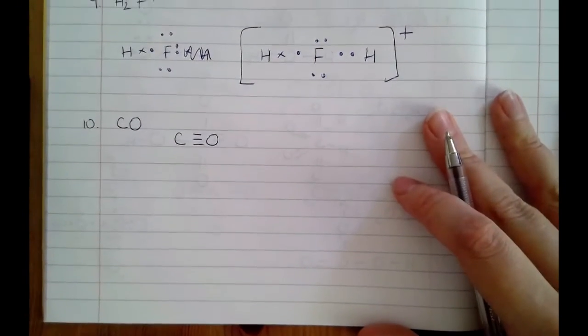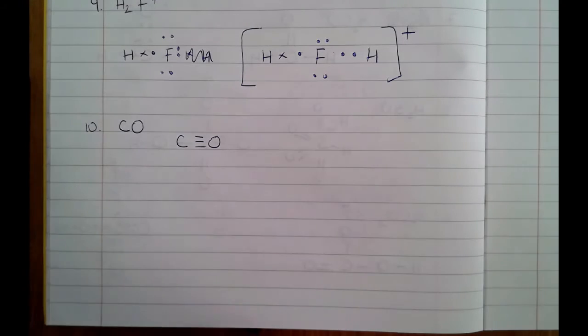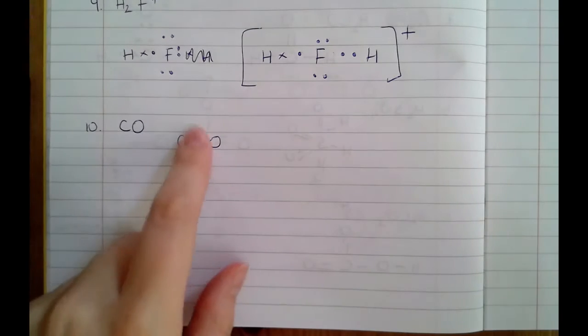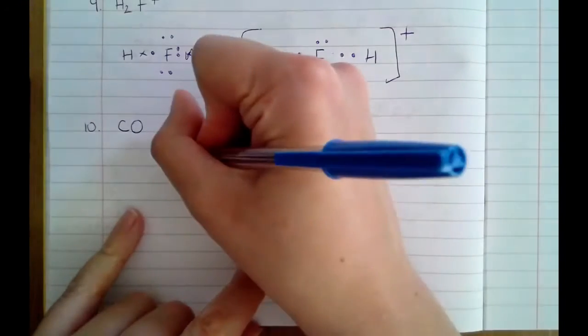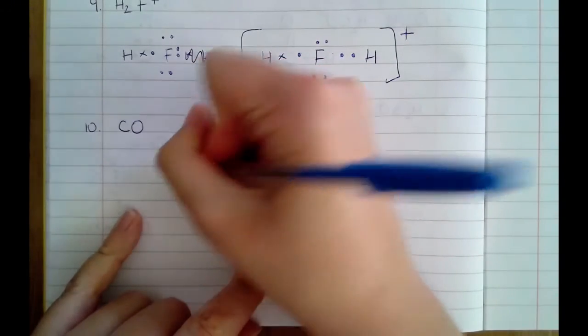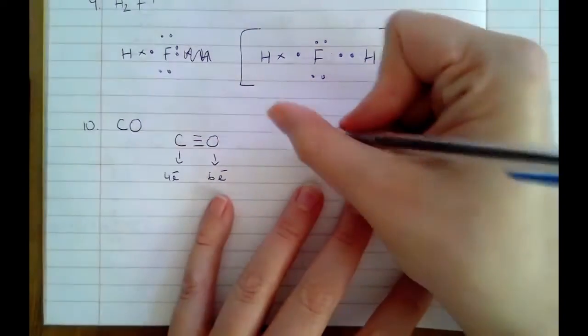You're then asked to draw CO, carbon monoxide, and you are told that there is a triple bond, and one of those bonds is dative covalent. Okay, so I've drawn the molecule here, but we need to draw the electrons. So we know carbon has 4 electrons in its outer shell, it's in group 4, and oxygen has 6 electrons because it's in group 6, all right?